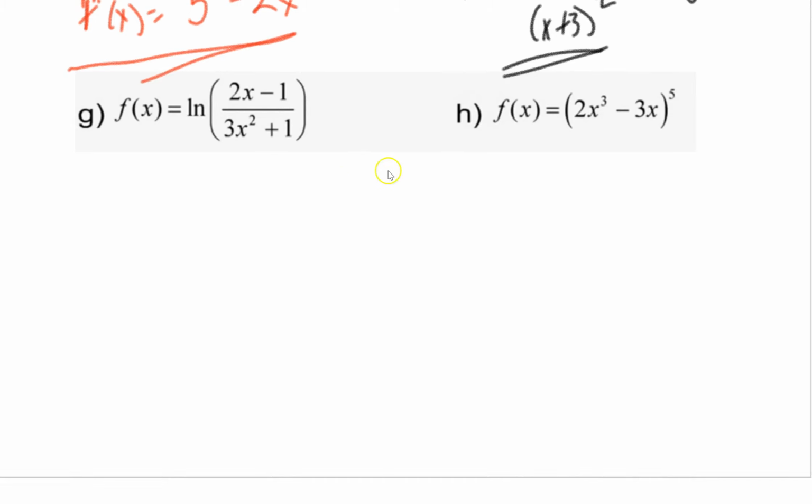Natural log this. Now, there's a couple ways to do this. You could do chain rule. Take the derivative of the outside, which is 1 over x, 1 over all of this, times the derivative of the inside. That's one way to do it.